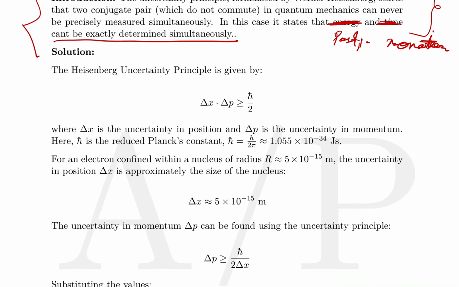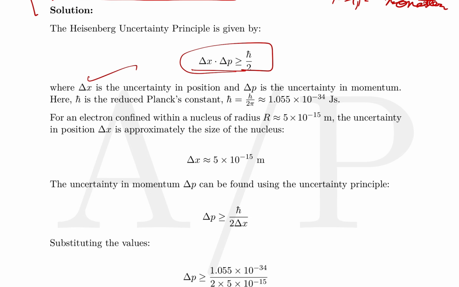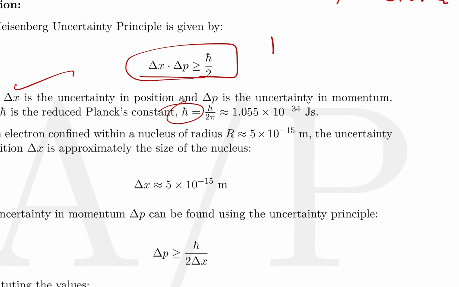Now, the solution part. Delta x delta p is greater than or equal to h cut over 2. It is momentum and position, we all know this. Please remember the values of a few constants, for example h cut, that is h upon 2 pi. This would be used so frequently in numericals that you can't calculate it every time. So just remember h upon 2 pi is 1.055 into 10 raised to the power minus 34 joule seconds.